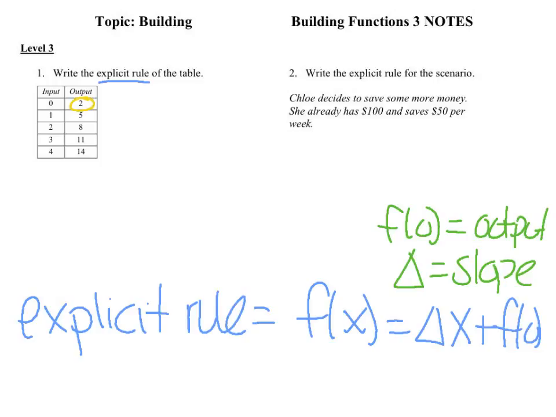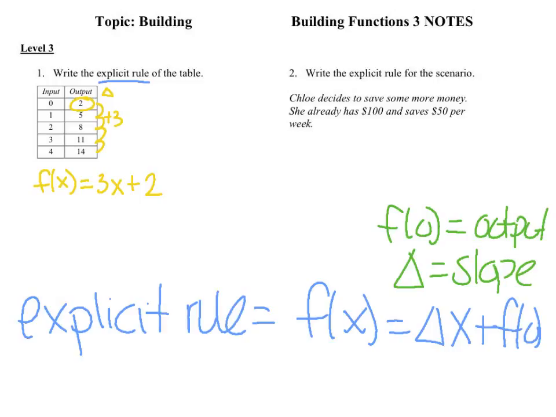Now to find my slope, I have to find the change in y. So what happens from 2 to 5, 5 to 8, 8 to 11, and 11 to 14? Well, it adds by 3. So now if I plug those two items into my function, it's going to be f of x equals delta, which is 3x, plus my f of 0, which is 2.